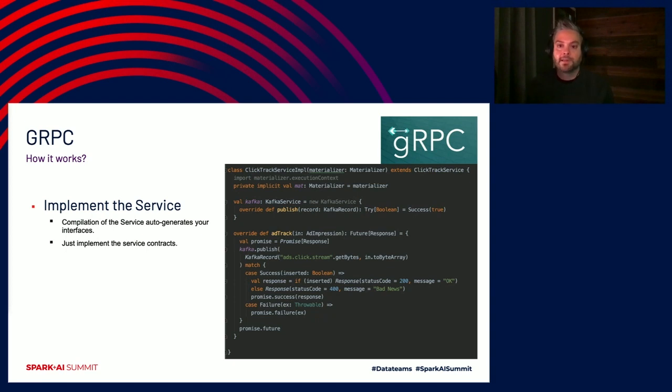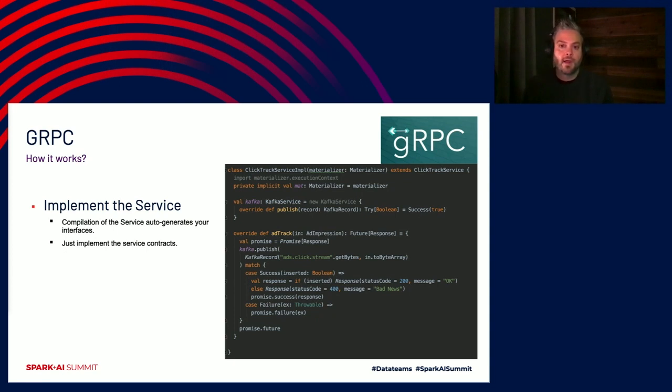So we take a look at this class itself. We have the click track service implementation, which takes an Akka materializer. I'm not going to go into that because this isn't a talk about Akka, but it extends the click track service, which is what we define in our RPC contract. So when we extend the click track service and scaffold this method, all we have to do at this point is fill in the blanks for what the AdTrack is.